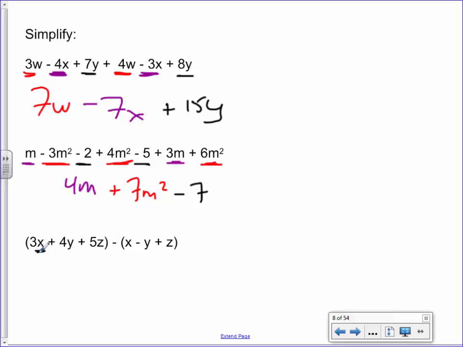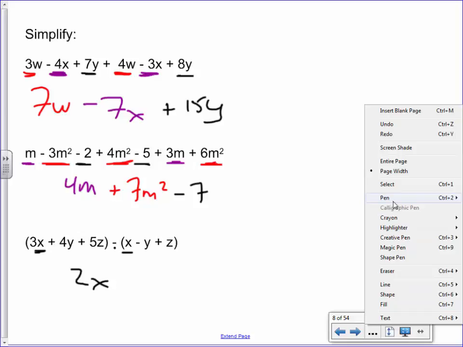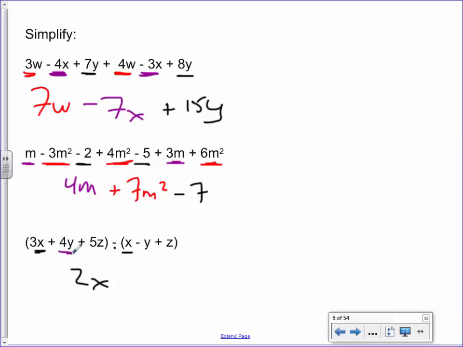What we have to do is take 3x and subtract x. 3x subtract x. 2x, yeah. And then we've got 4y. We need to subtract a negative y. See how I'm doing this here? 4y subtract a negative y. A double subtract means to add, so 4 plus 1 gives us 5y.